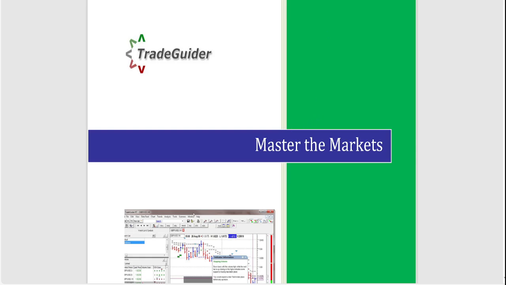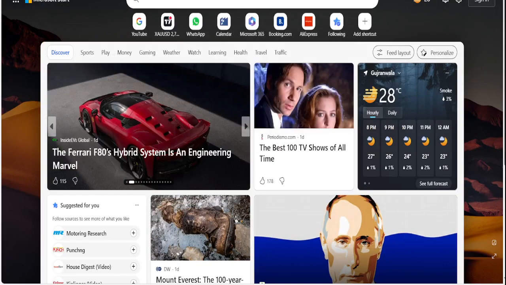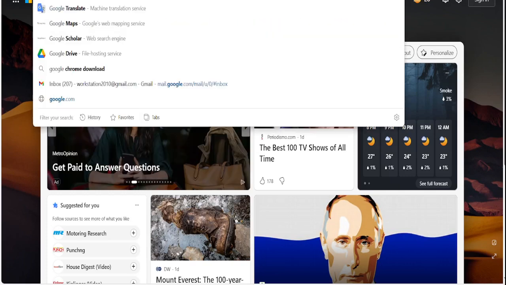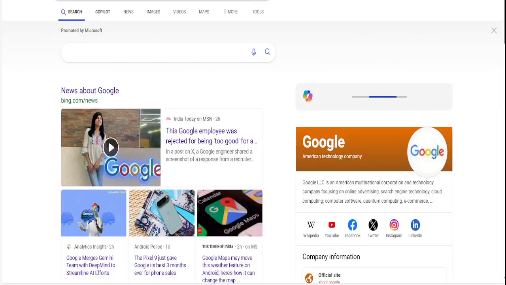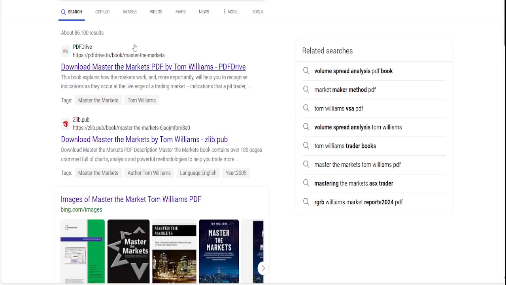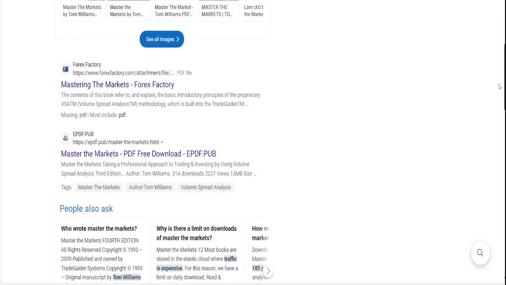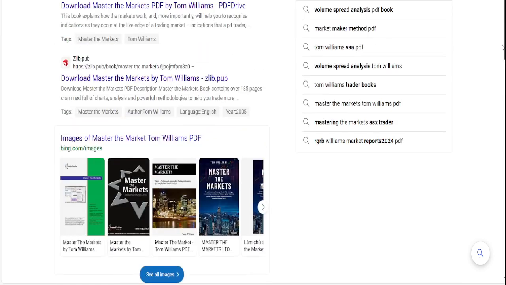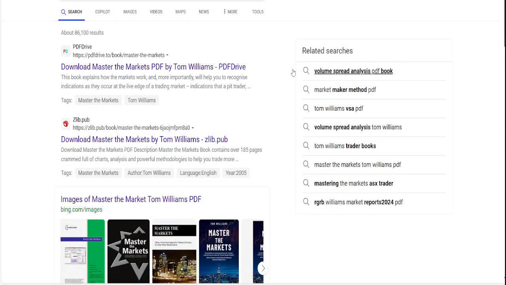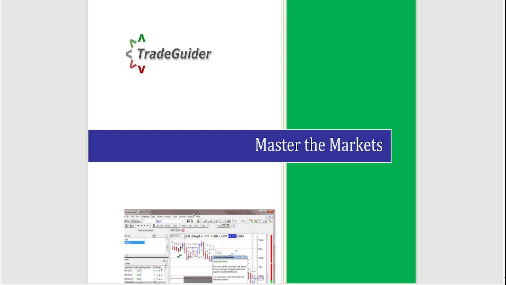How you can download this book: simply go to Google, write Master the Markets Tom Williams PDF, and just click any link and you will download that book. You can click any link and you will get it. Just read this book 2 to 3 times. That's it. The first 117 pages. Ignore the last 60 to 70 pages.